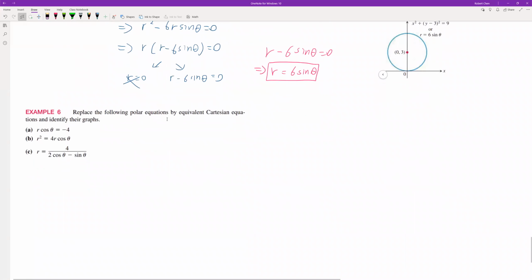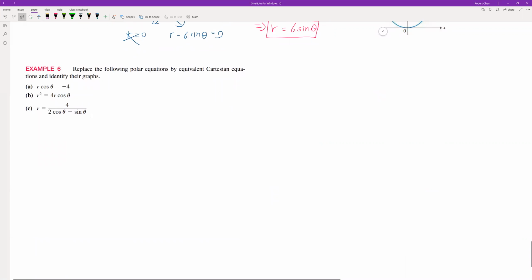Now let's look at example 6. We're given polar equations and we want to convert them to Cartesian equations. Right? So let's start with the first one, which is very straightforward. All right, r cosine theta is equal to -4. Now r cosine theta is just x, right? So that's just x equal to -4. Done. Very nice. It's a vertical line that goes through x equal to -4.